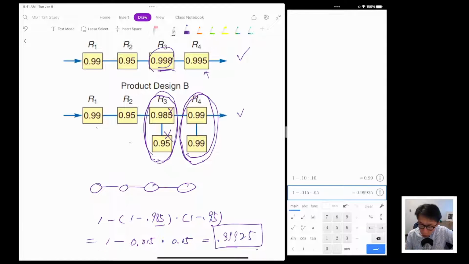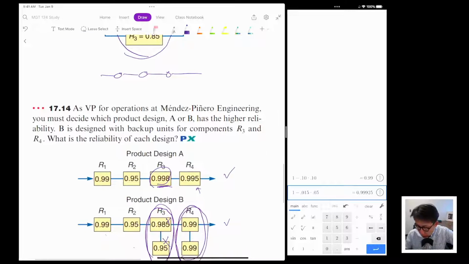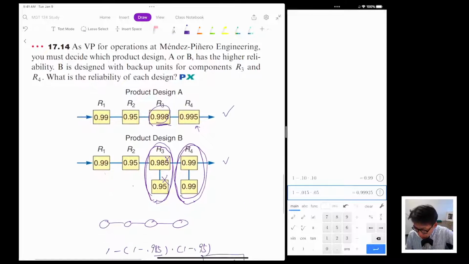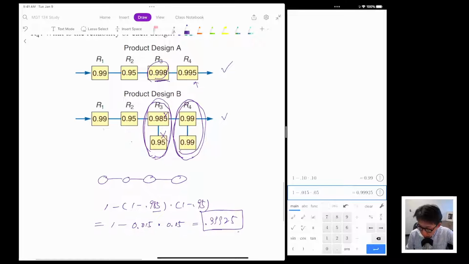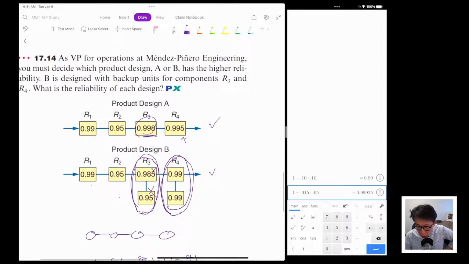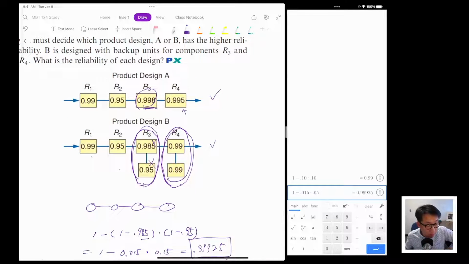So if the question is asking you to compare the reliability of two different systems, I'm pretty sure product design B will give you a better reliability number. That sort of concludes the reliability chapter.